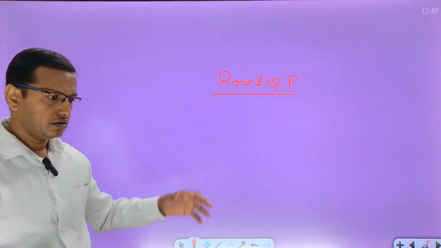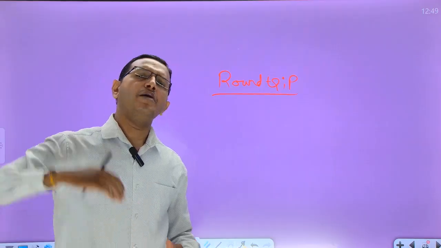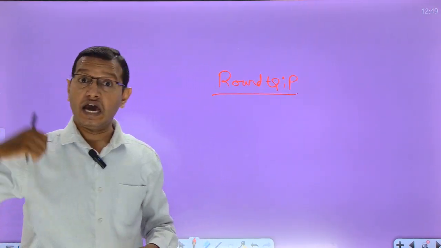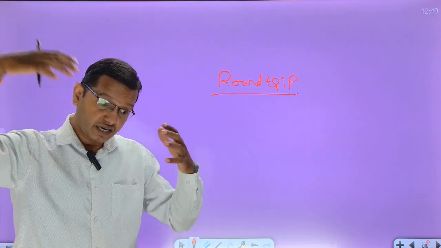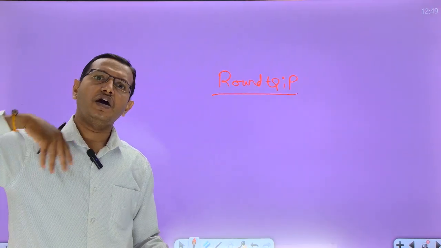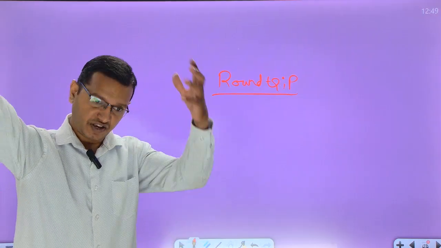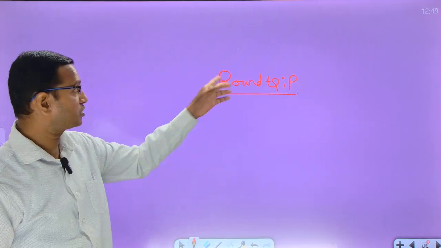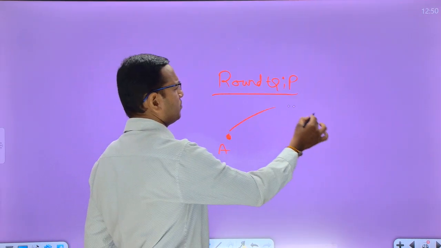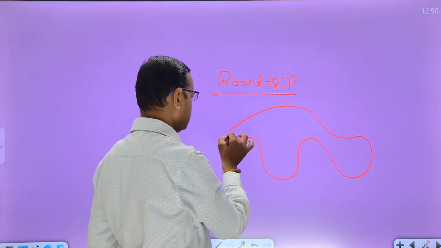Round trip means I'm starting from my home, going to some destination, say Tirupati or some place, and from that destination again I'm coming back here. So wherever I start, after routing through certain places, if I come back to the same place, that is called a round trip. For example, I'm starting from here, going to some place, and again coming back.